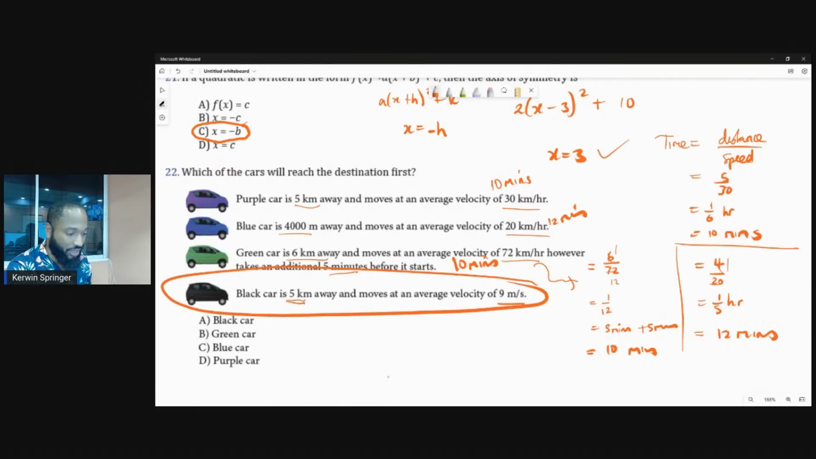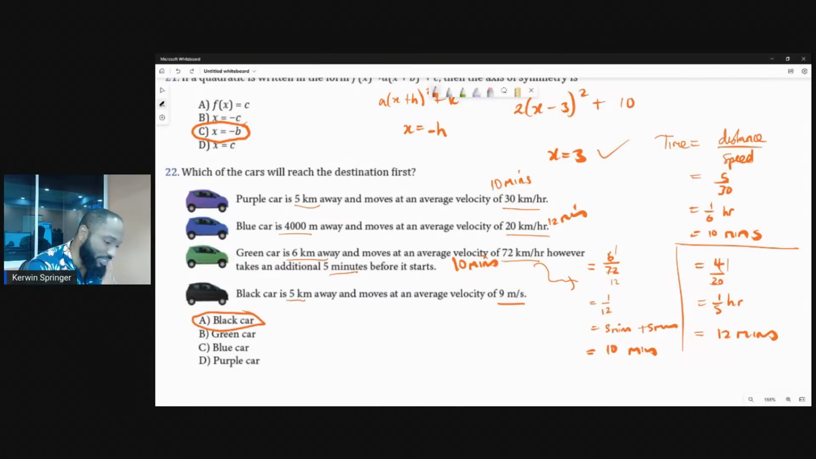5 kilometers away. Wait. It moves at an average velocity of 9 meters per second. Not meters per second, so what do we convert here? But by elimination, it has to be the black car, because this one ties with this one and this one is slower. So it had to be the black car. But okay, we had to change 9 meters per second to kilometers per hour.